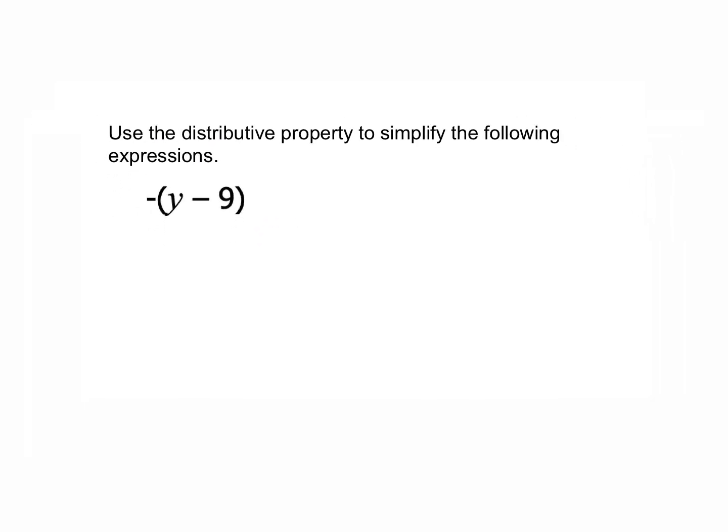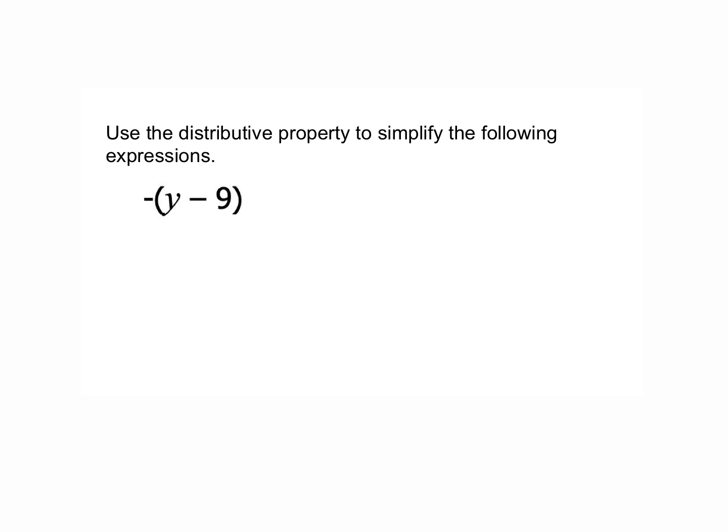Here we're going to use the distributive property to simplify this expression. So we have a negative times y minus 9. I like to think of this negative as really a negative 1. It's much easier to think about it as a negative 1 than just as a negative. So what I'm going to do is I'm going to first keep this negative sign from here. We have a lot of negative signs going on. And then I'm going to multiply this negative 1 by y. That's going to be negative y. And then I'm going to multiply negative 1 by 9, and then I'm going to have a negative 9. I'm going to write it in a parenthesis.